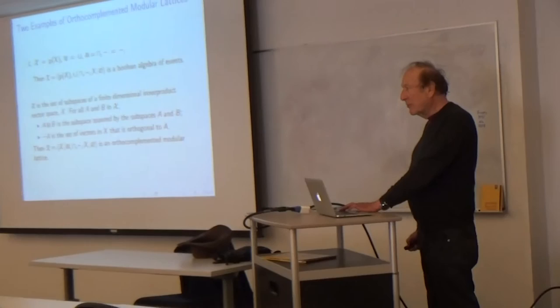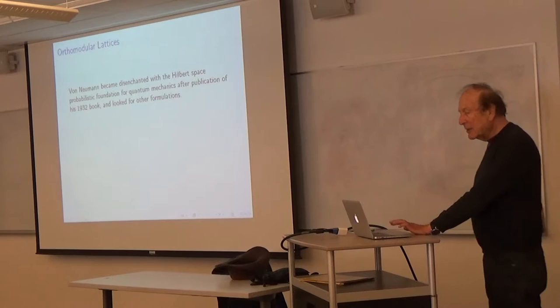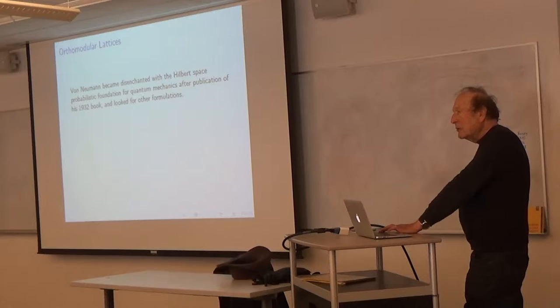Von Neumann became disenchanted with the Hilbert space probabilistic formulation for quantum mechanics after publication of the 1932 book, and looked for other formulations. And he really thought he was on the wrong path. In about 1935 or 36, he wrote in a letter that he was going to give up that whole type of approach and try something new. And he ended up not trying something new. As mentioned last time, he went to von Neumann algebras. This is trying something a little bit more general than something new. And we'll talk about what the fundamental problem was.